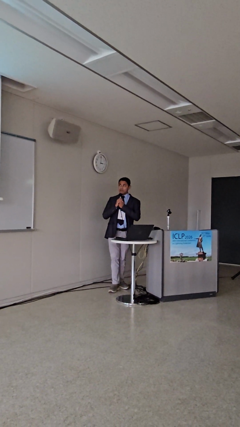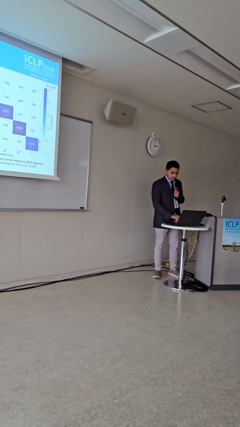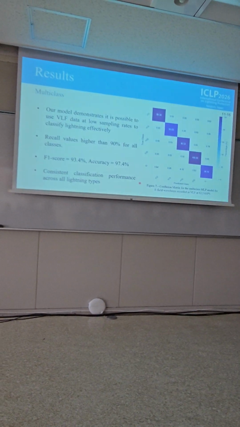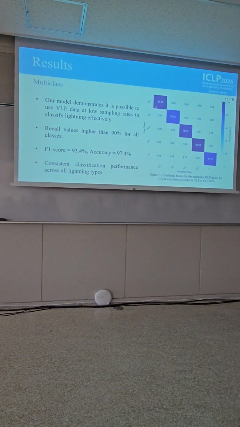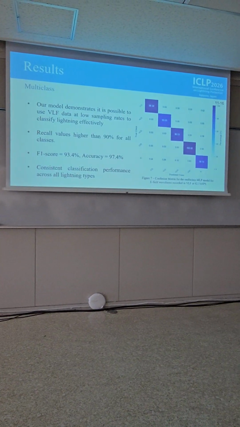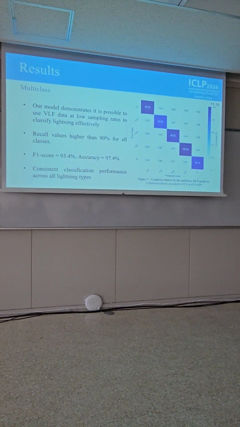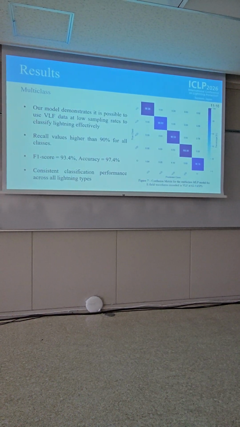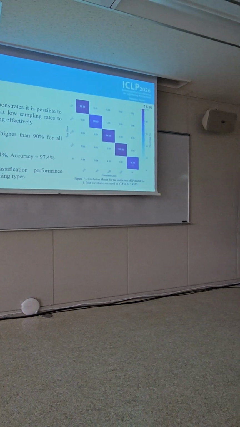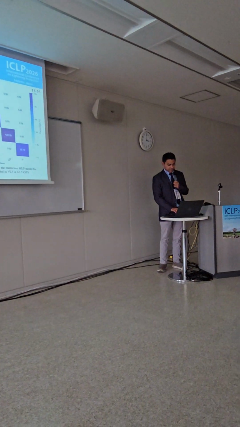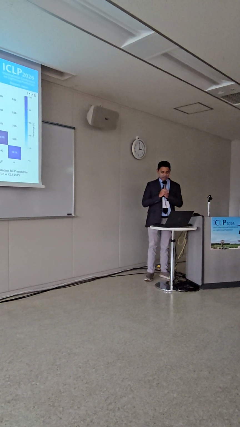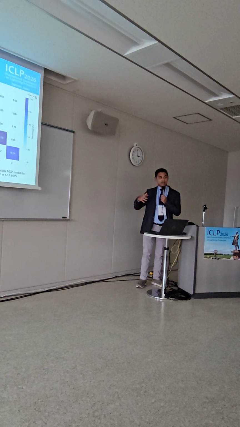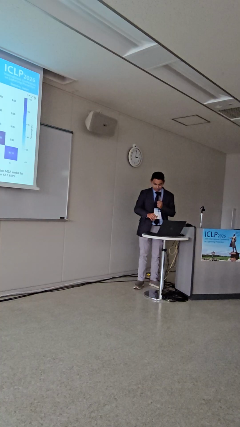Let's move to the results now. These are the results for the model with the 5 classes. As we can see in the diagonal, all the classes are beyond 90%, which is good for us. Even the positive CG, which is most of the time misclassified, we got 90%. So this is a proof of concept that we are able to classify lightning electric field events in VLF.